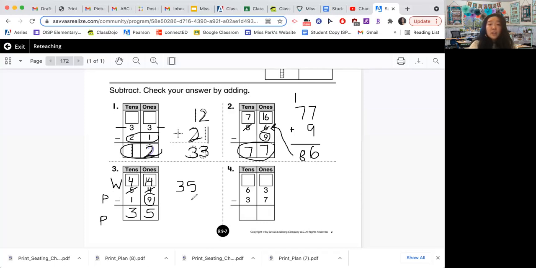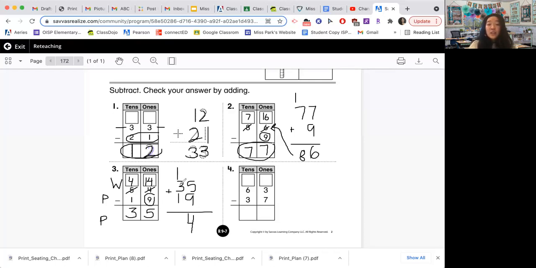I'm going to check my answer by adding 35 and 19, those 2 parts, to see if I get the whole of 54. What is 5 plus 9? Well, I know that 9 plus 1 equals 10. So if I need to take 4 more to make it a 5, I know that 9 plus 5 would equal 14. I have to regroup.